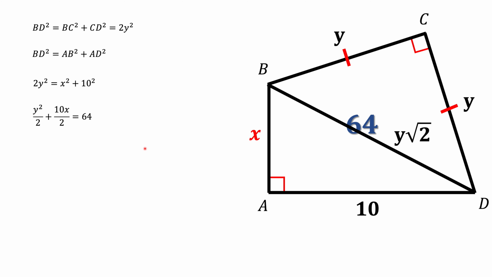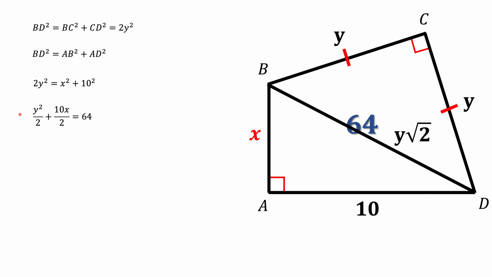In a similar way, we can use, say, AB as the height, AD as the base. We're multiplying them together and dividing by 2. And that gives us the area of the bottom triangle. And the sum of them should be equal to 64. Now we have two equations, two unknowns, and we can solve the problem.